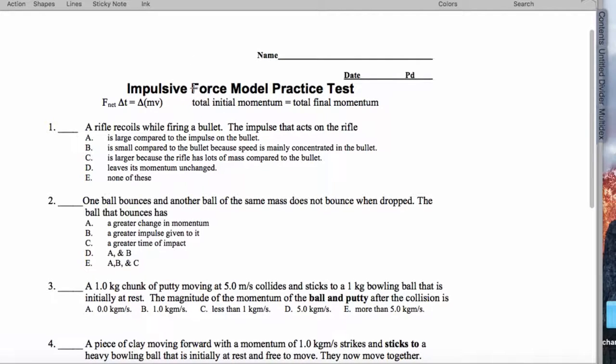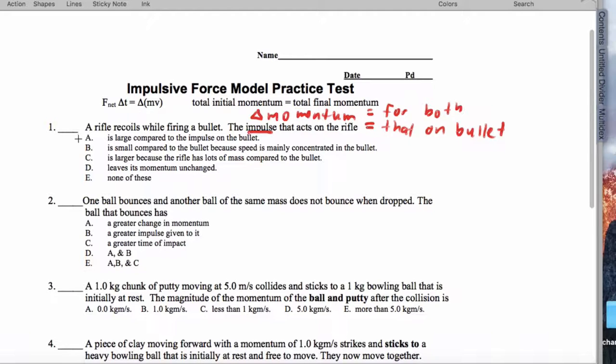So here we go. A rifle recoils while firing a bullet. The impulse that acts on the rifle, let's be really clear, should be exactly equal to that on the bullet. And since impulse is the change in momentum, I'm also going to say the change, that's what delta means, in momentum is also equal for both. So now let's look at the choices.